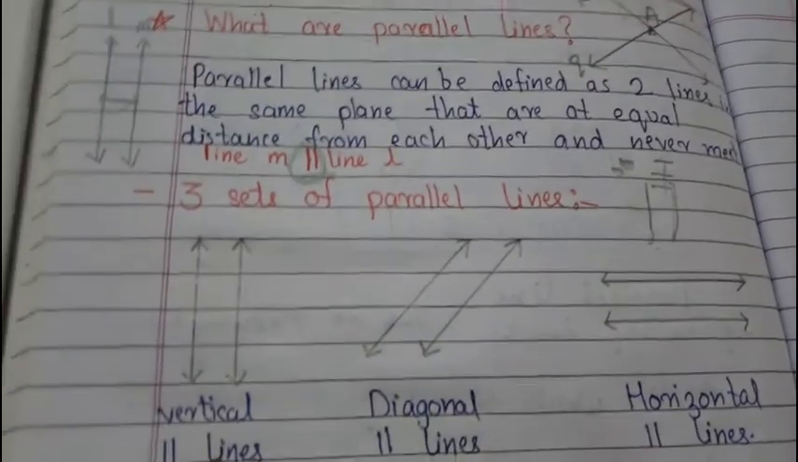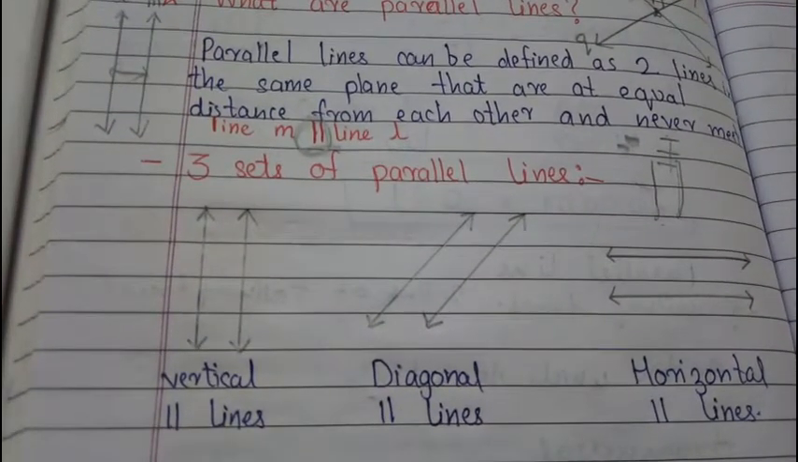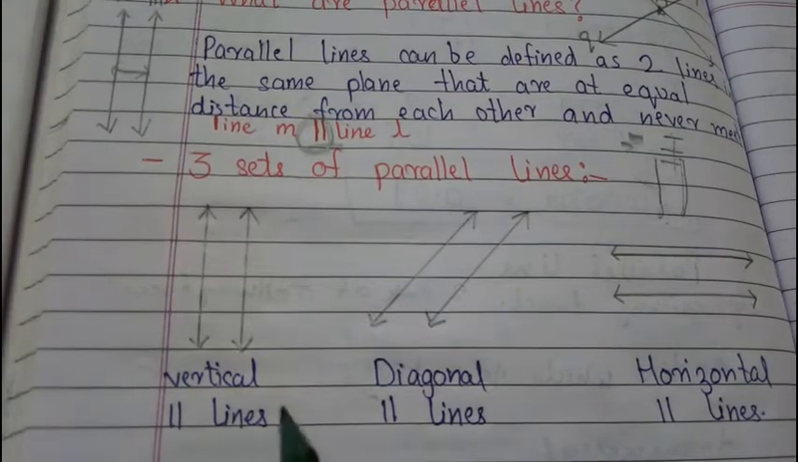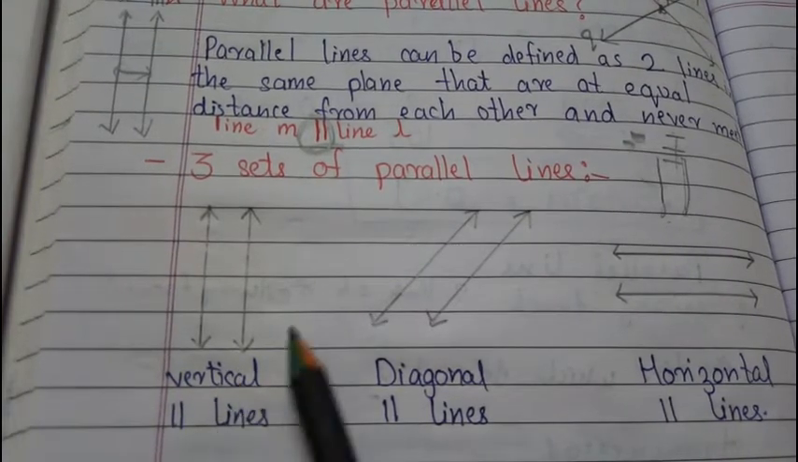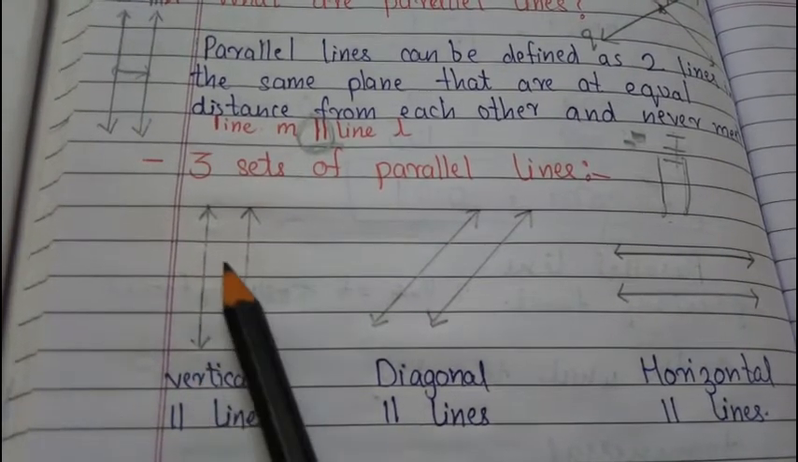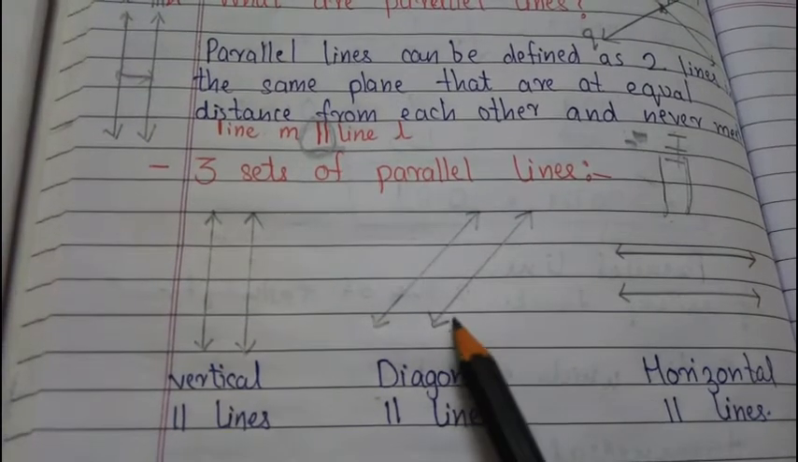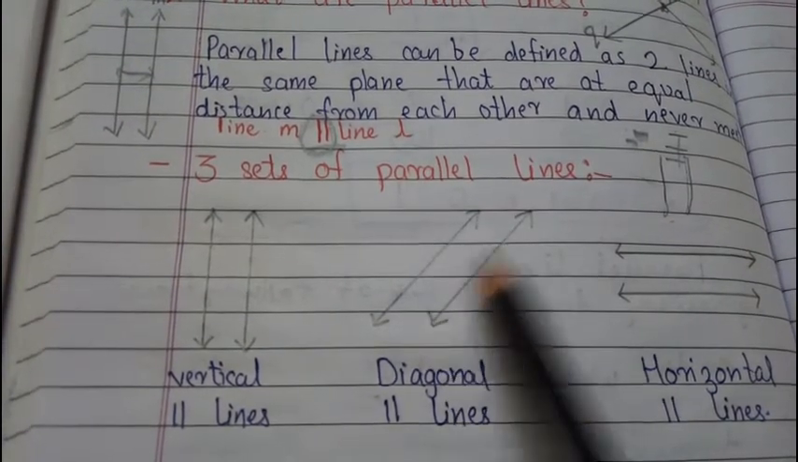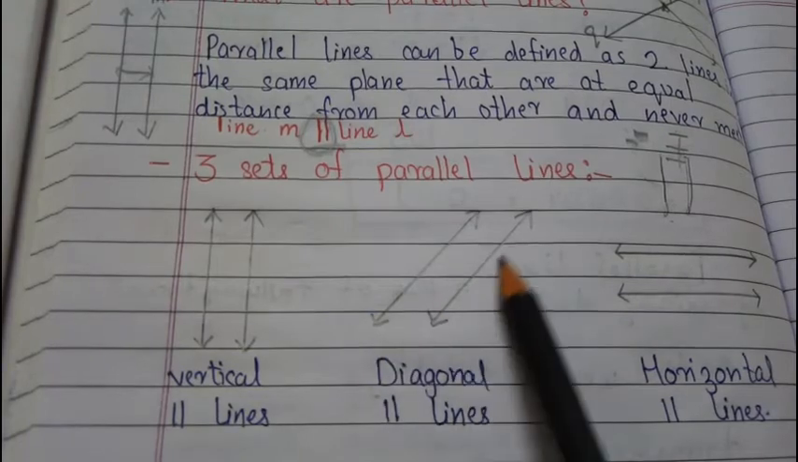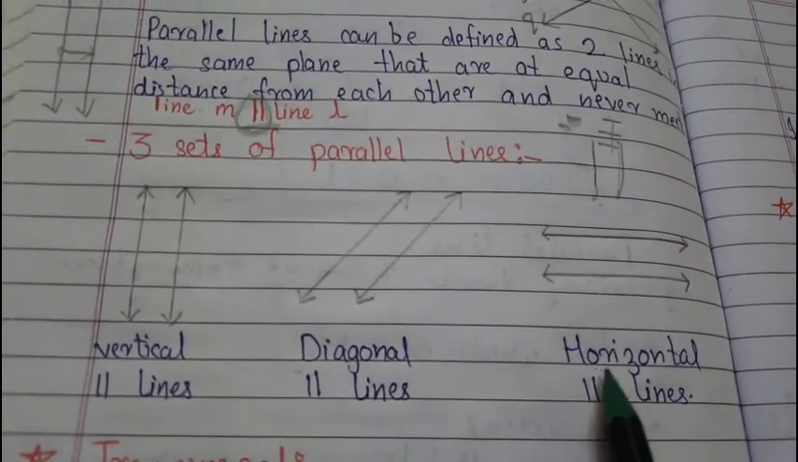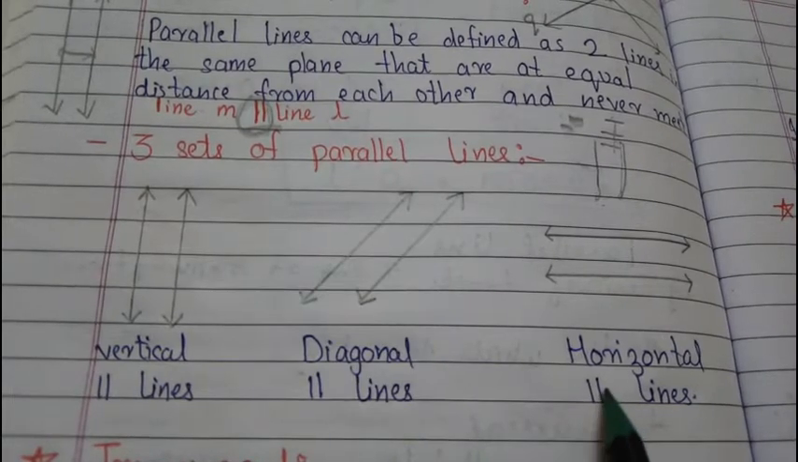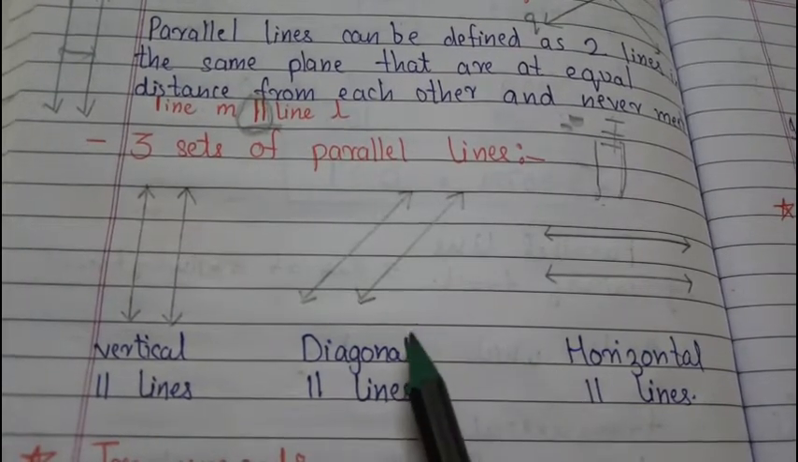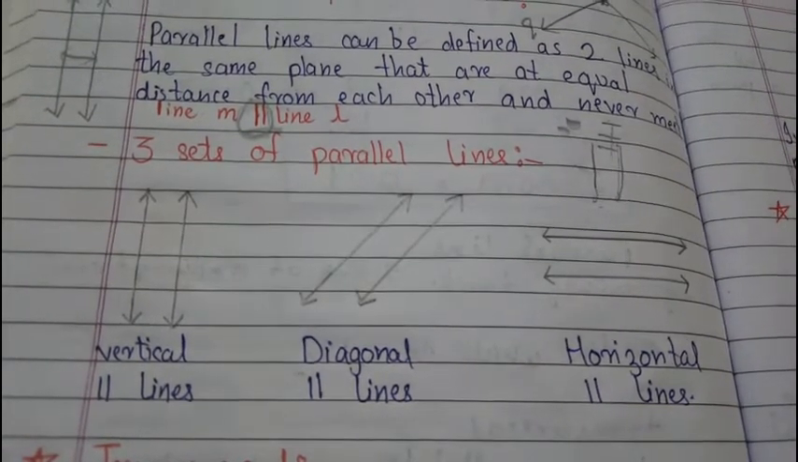Now see, students, here you can see three sets of parallel lines. First is vertical parallel lines. In the next figure you can see diagonal parallel lines. And in the next figure you can see horizontal parallel lines. So this was all about parallel lines.